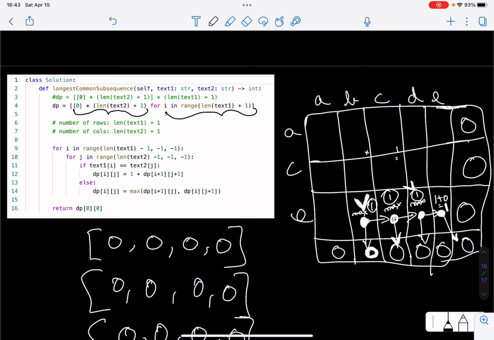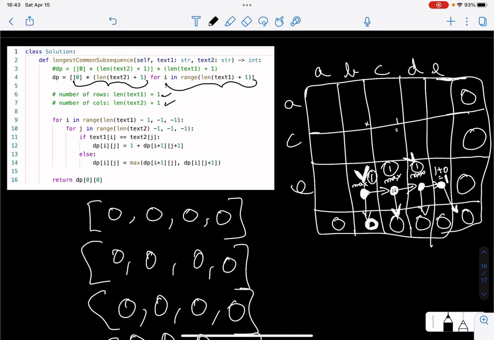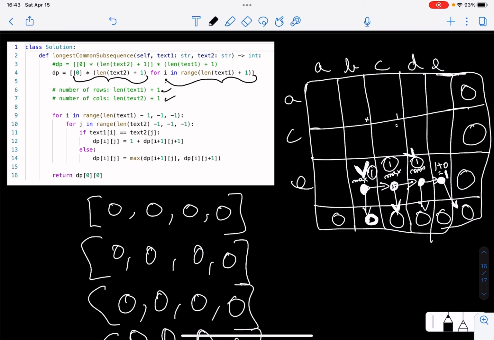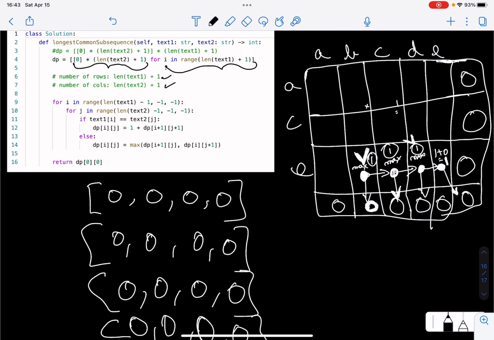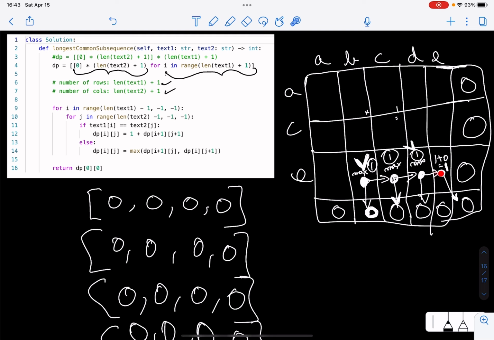So one thing to note is the number of rows is the length of text1 plus 1, and the number of columns is length of text2 plus 1. Now, as mentioned, we want to go from the bottom right all the way to the top left. So to do that, this is the logic where we want to start from the length of text1 minus 1 and length of text2 minus 1. So we want to start from this location over here, and we're going to keep going back. So this is the syntax in Python.